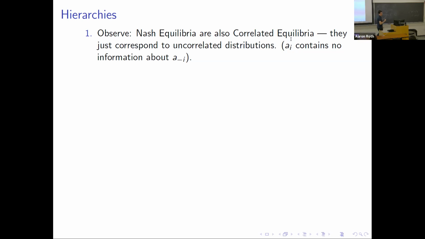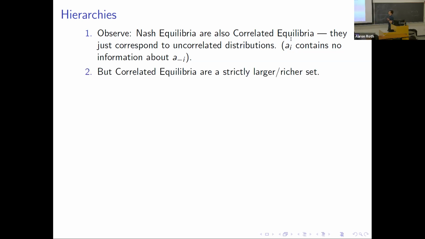Like if I'm playing, if uniformly randomizing between rock, paper, and scissors is a best response to what you're doing, it is still a best response to what you're doing, even after I decide for myself, just in my head, that I'm going to play scissors this round, because that doesn't actually contain any information about what you're going to do. Okay, so Nash equilibria are also correlated equilibria. They just are correlated equilibria such that the distribution happens to be independent.